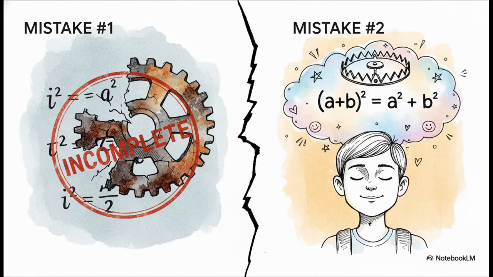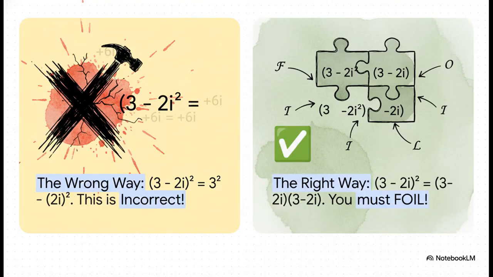The second is a classic algebra mistake, sometimes called the freshman's dream. And this slide just lays it out perfectly. The wrong way is thinking you can just distribute that exponent across the minus sign. You absolutely cannot do that. If you do, you completely miss out on those middle O and I terms from FOIL. The only correct way is to expand the expression first, write it out twice, and then use the full FOIL method.